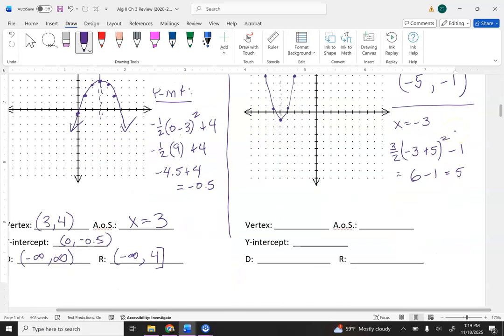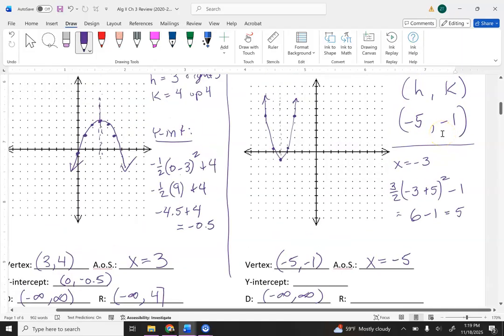So our vertex here was (-5, -1). That means our axis of symmetry would be x equals the x value of the vertex, so x equals -5. Our domain, as always, is -∞ to infinity. And our range, this time, the lowest this achieves is -1 for a y value, and it goes to infinity upward. So that would be like that.